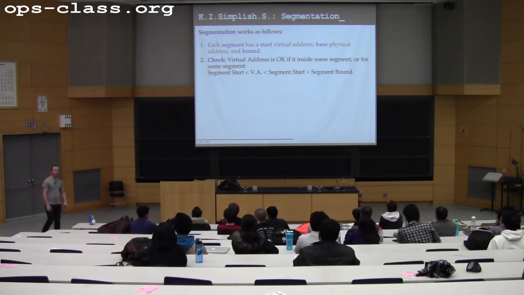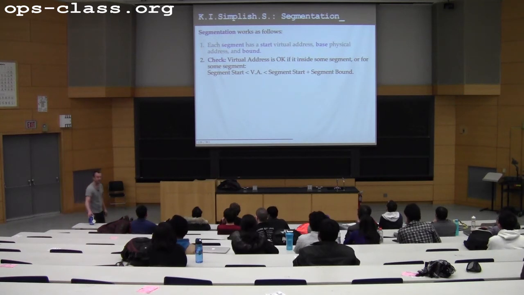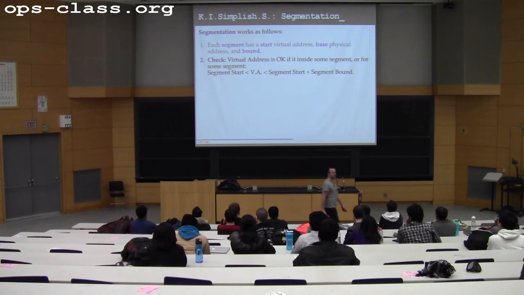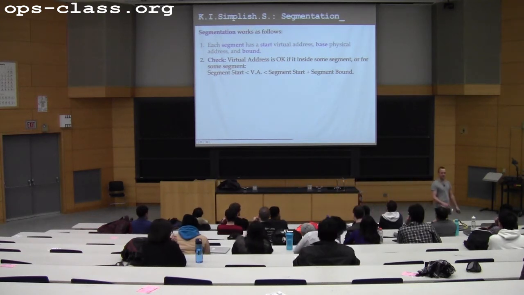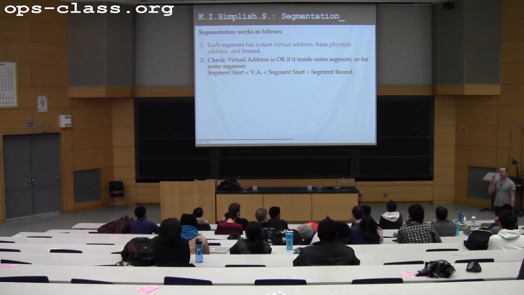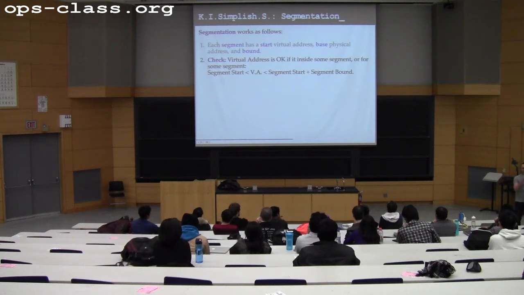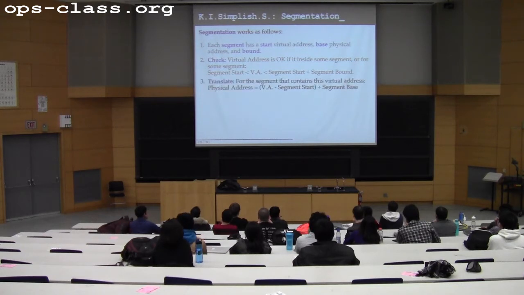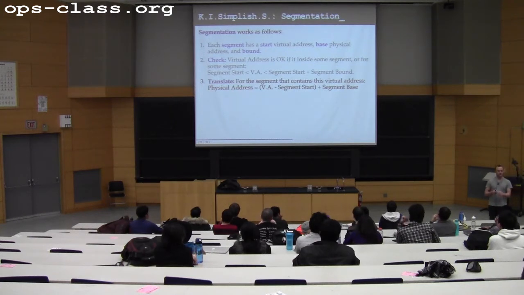In order to check whether a virtual address has been allocated and is okay to translate, the MMU needs to do one thing: find whether a segment exists that contains this virtual address. By that, we mean that the virtual address is between the segment start and start plus bounds. And to translate it, once I've located the segment that contains this virtual address, I subtract off the start of the segment, and I add that offset to the base physical address.